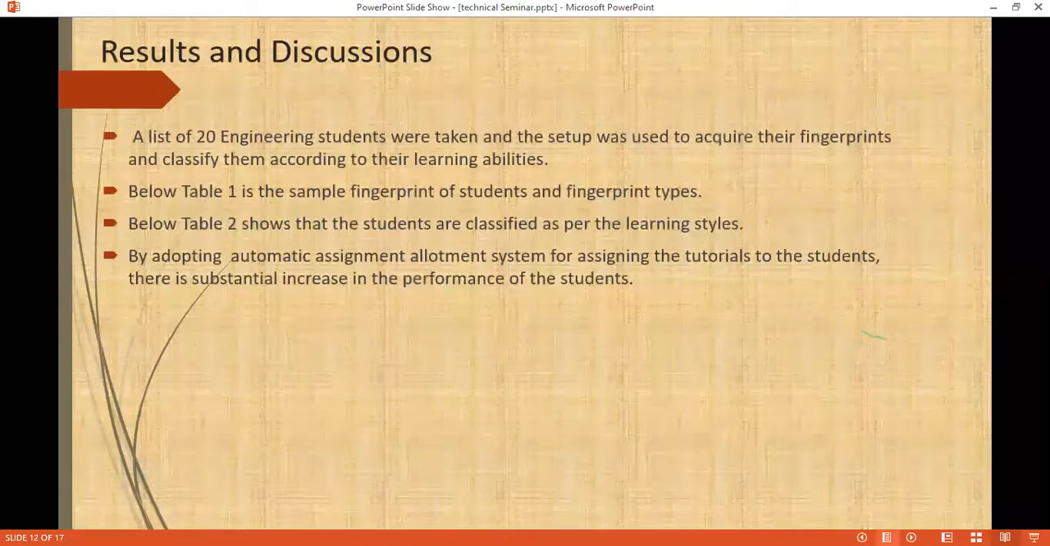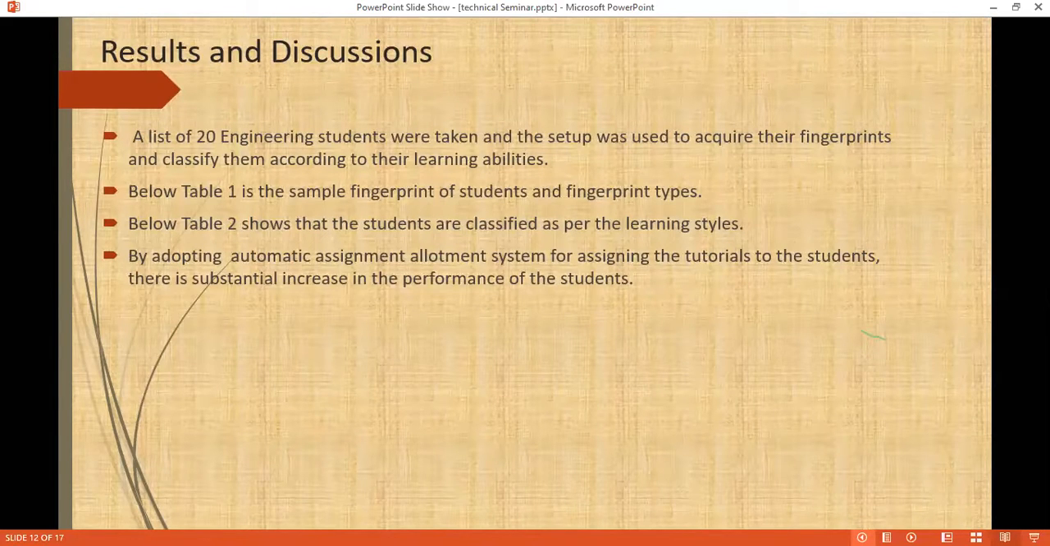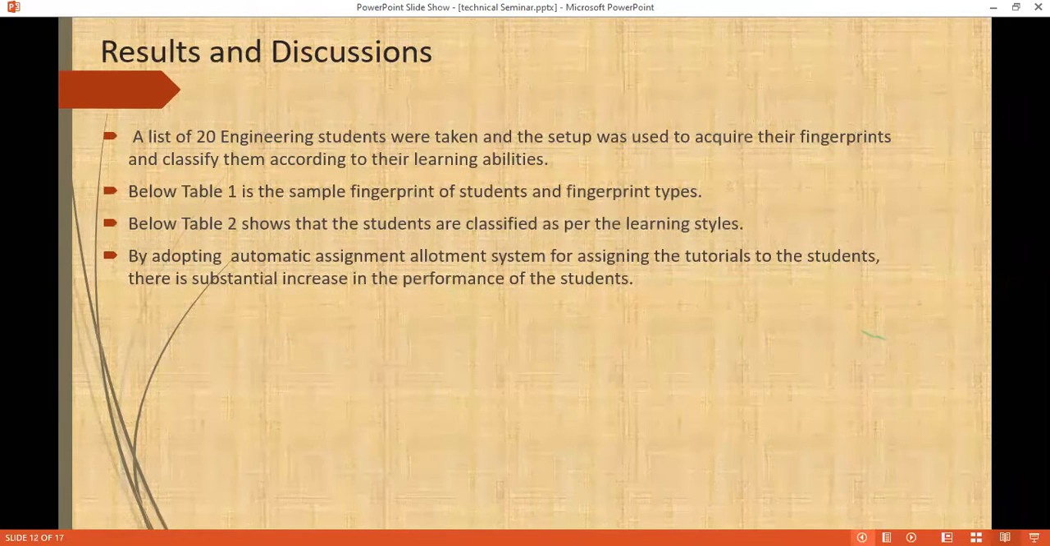By adopting this automatic assignment allotment system for assigning the tutorials to the students, there will be an increase in the performance of the students, because the tutorials are assigned according to their own learning style, so that they can easily know about the subject in depth.